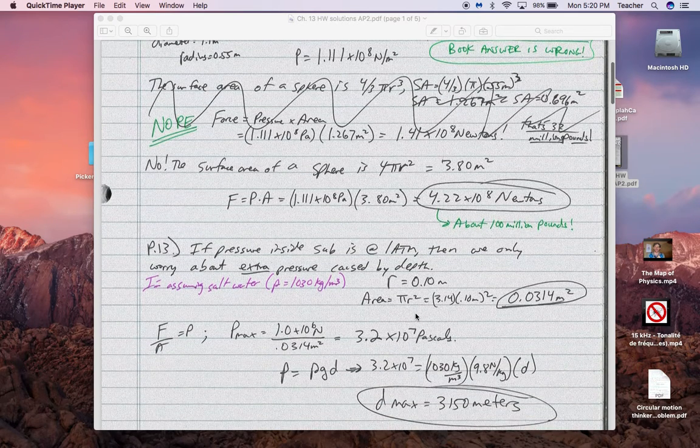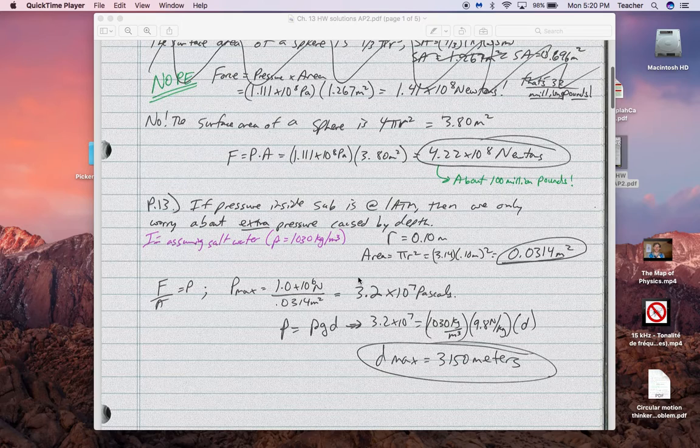For problem 13, it's asking about the maximum depth of a submarine, and it said that the pressure inside we assumed was 1 atmosphere, so we're only worried about the extra pressure caused by the depth. So if we're thinking salt water, which makes sense, it's 1,030 kilograms per cubic meter, and we're looking to find that the maximum force on a window is 1 million newtons.